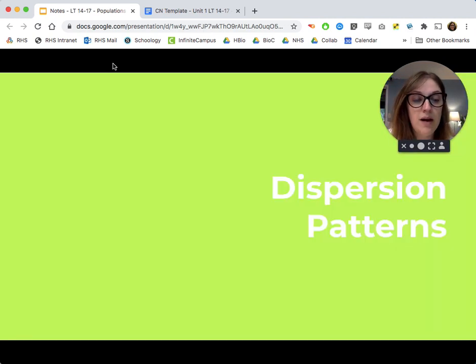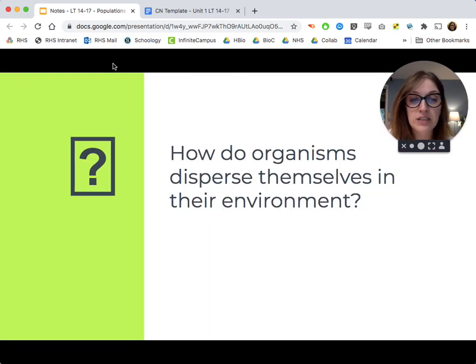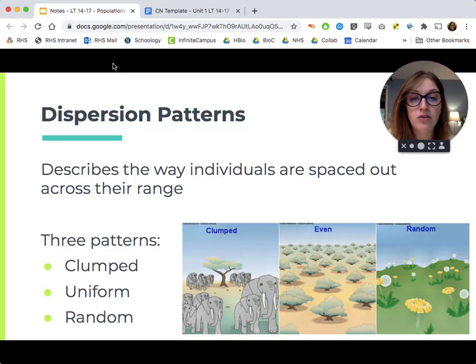Now, how do organisms disperse themselves in this area? So this is dispersion patterns. How do organisms disperse themselves in their environment? Dispersion patterns describe the way that individuals are spaced out across their range. And there are three dispersion patterns. There's clumped, uniform, or random.